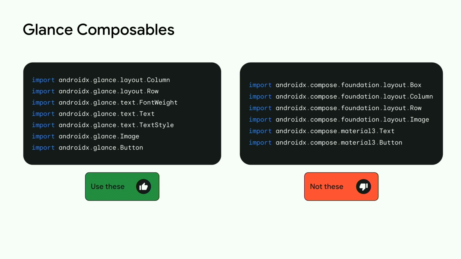Glance's composables are wrappers around remote view objects and cannot be used alongside Compose's composables. When you're using Glance, be sure to only import composables from the androidx.glance namespace.